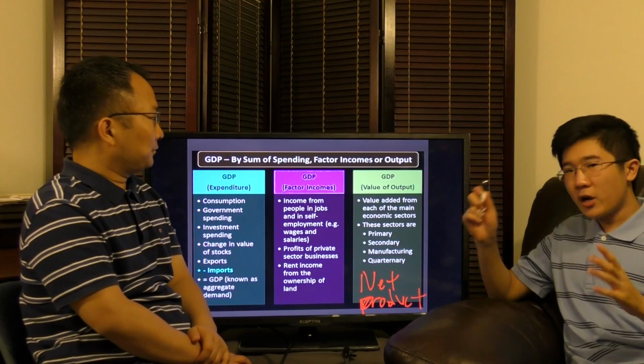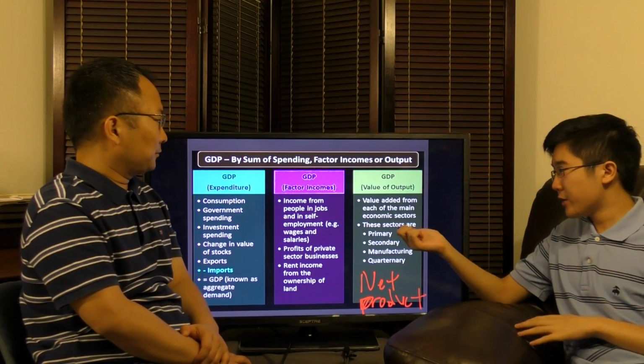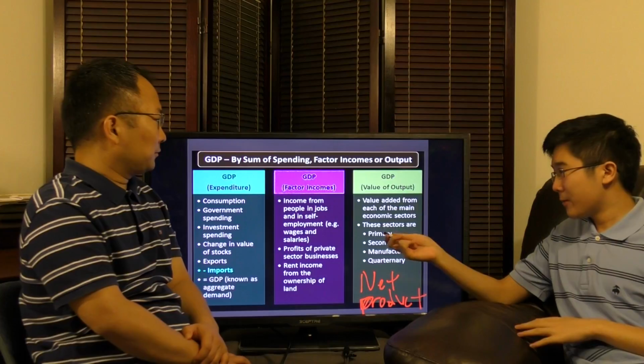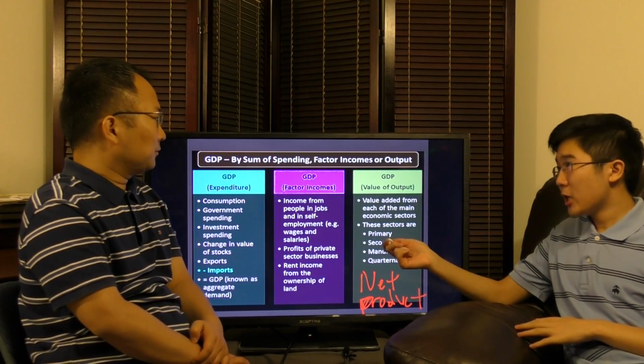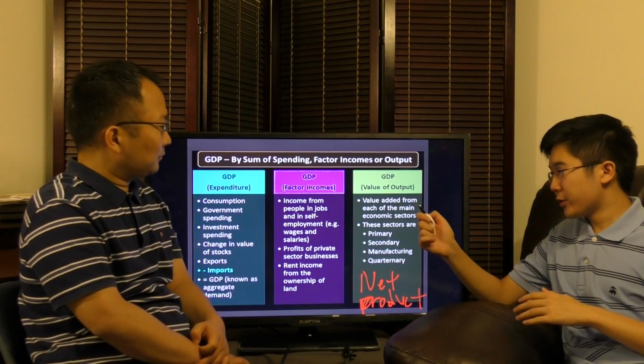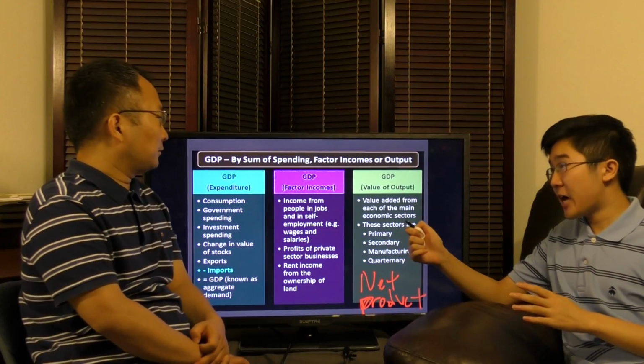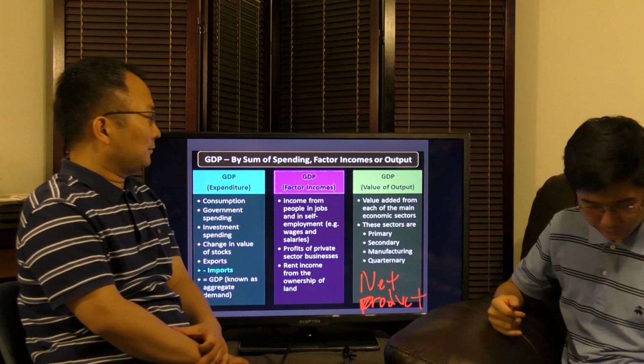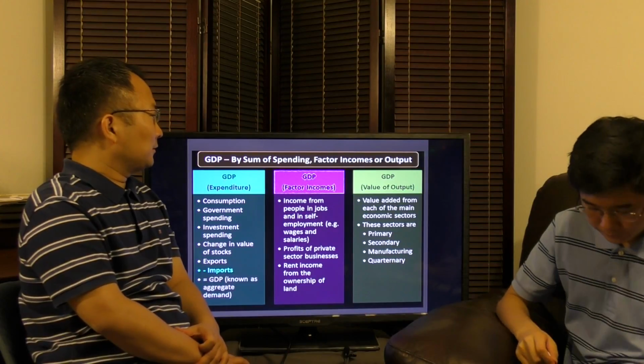So it's a net product of each step. For instance, if you count the products added in the primary step, then for the secondary steps we only count the net value added. We subtract the total value of the secondary step from what we just counted in the primary step, so we don't overcount.